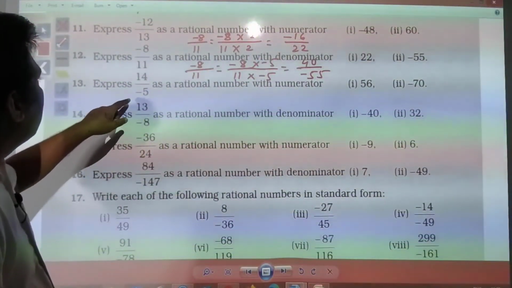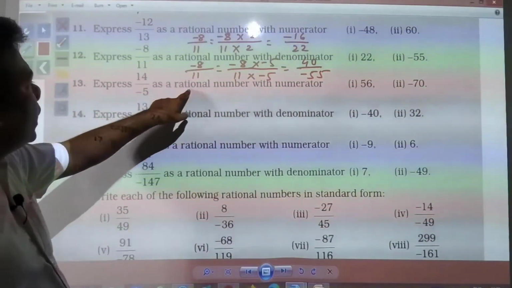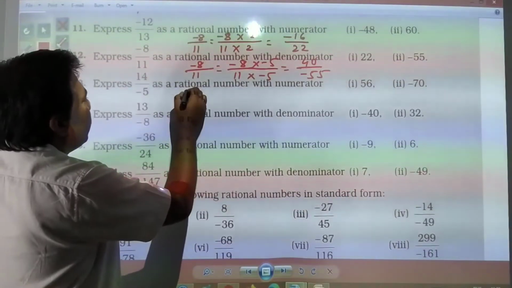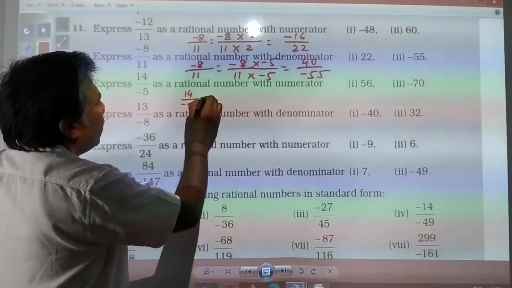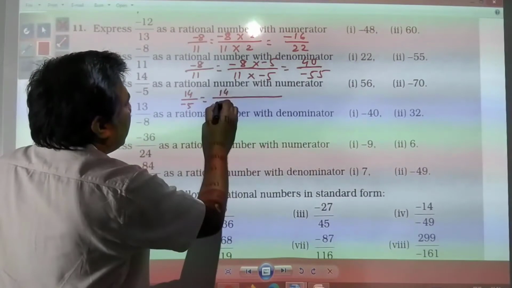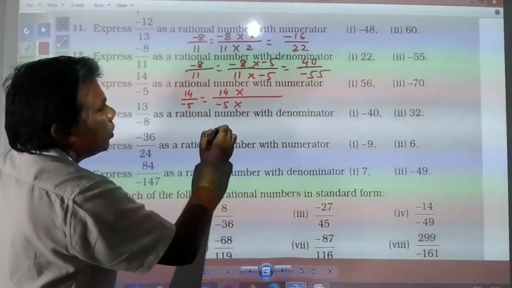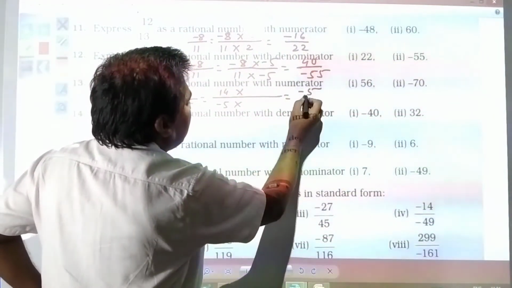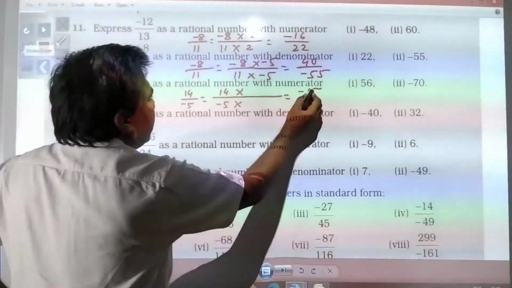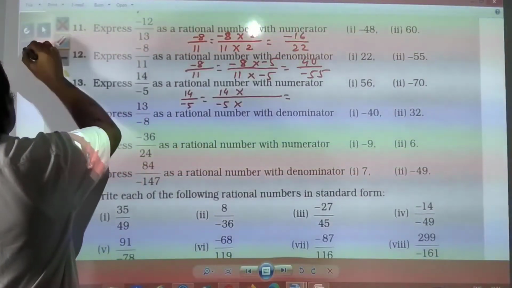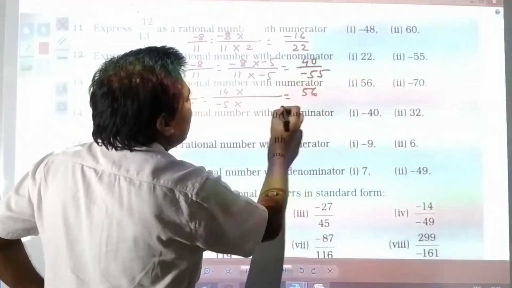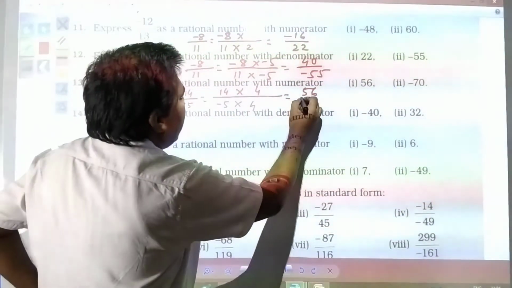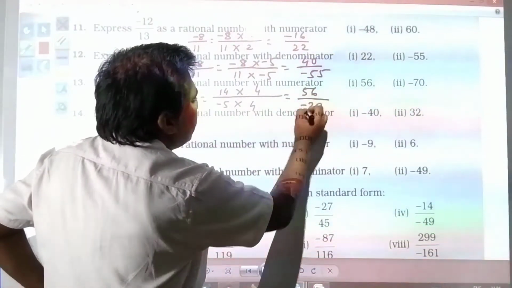Then you have 14 by minus 5 as a rational number with numerator 56. So again you see, 14 by minus 5 will be 14 by minus 5 into what number will be required over here? Here you have 56. 4 will be required. 14 fours are 56, and here you will have minus 20.